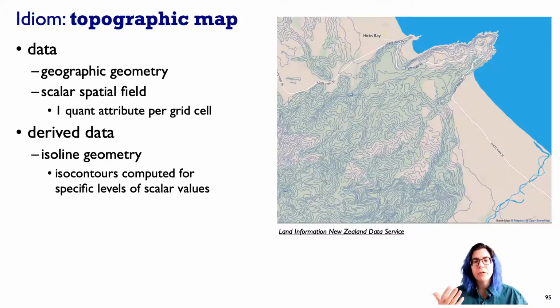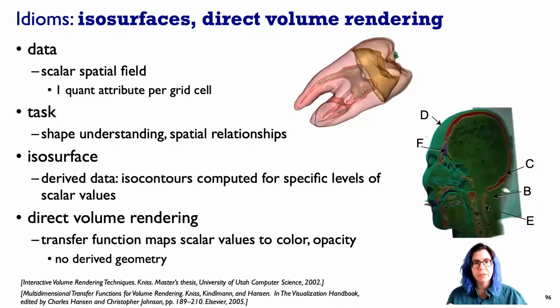Now we can go from geographic data to non-geographic data as we get into the kinds of three-dimensional spatial fields that are common in things like medical imaging. Now, instead of geographic data, if we think about a medical context, again, we have scalar spatial fields, and we're thinking in a true 3D sense. It's very common that at every point in that field, you'll have sampled a density value, and you need to understand shape relationships. The two major ways to think about this kind of data, isosurfaces and direct volume rendering, are different in terms of how they attack it.